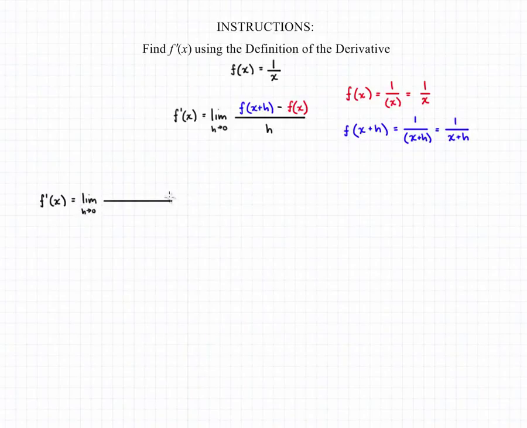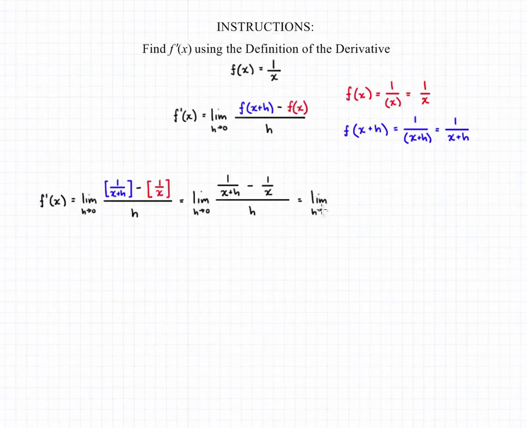So in our numerator, f of x plus h is going to be replaced by 1 over x plus h. f of x is going to be replaced by 1 over x, and we're going to subtract the two. We want to make sure we use parentheses or brackets when we're plugging in, so we don't forget to distribute that negative when we do the subtraction. So this is going to leave us with 1 over x plus h minus 1 over x, all over h.